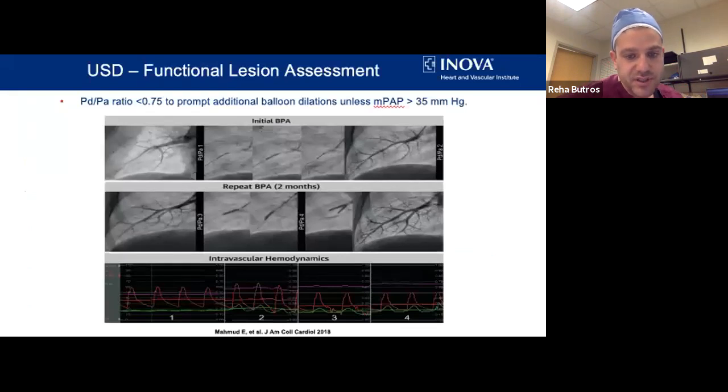This is an example of serial dilatations they performed, initial, and then you can see post. The vessels are much better defined. Here, they used to do this very often. They don't do it anymore.